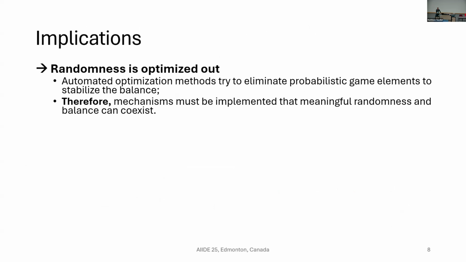And I want to end with these implications. I have three implications of my thesis. The first is that when we do automated game balancing, these automation methods try to optimize out the probabilistic elements of a game in order to stabilize the balance. However, if you are a game designer, you want to have some probabilistic elements in your game, for example, drawing a card or rolling dice. However, these random elements should have meaning to your game. And in order to stabilize the balance, I have seen that whether on game economies or level balancing, the optimization methods try to neglect these effects.